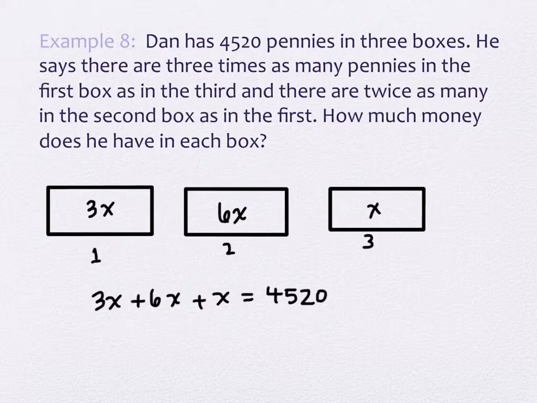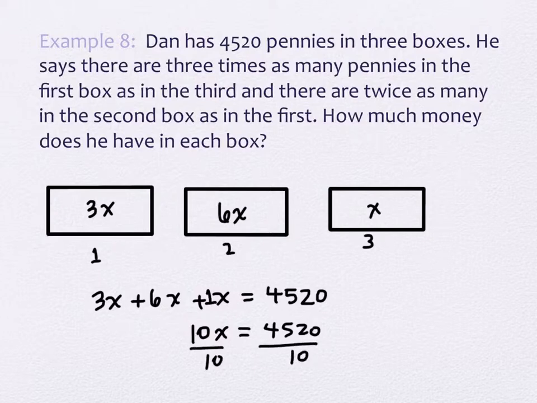Okay, so with a little bit of algebra, we can avoid some of the guessing going on, and I have 3 plus 6 plus 1 is how many? 10x equals 4,520. So what would I do then? I divide by 10. So on this one, the division is so friendly, right? Because there's the zeros at the end.